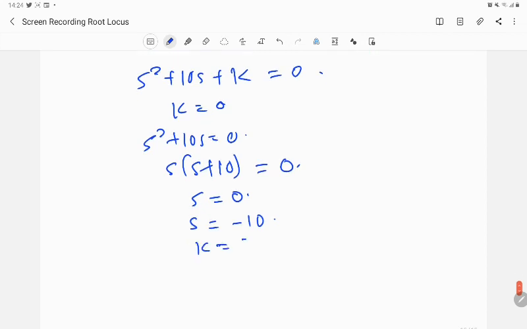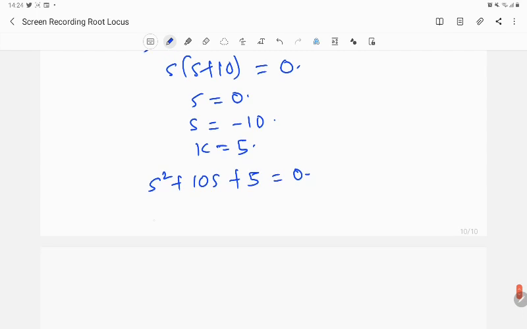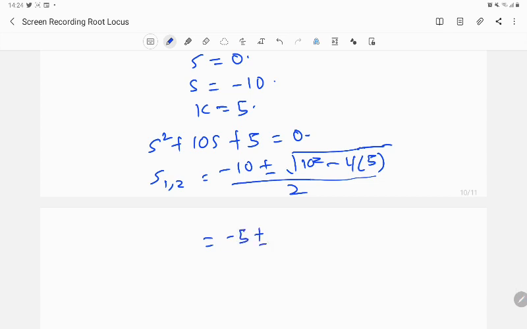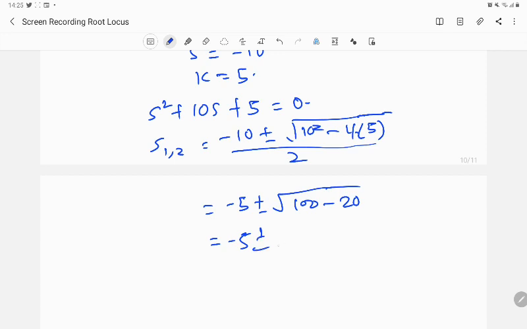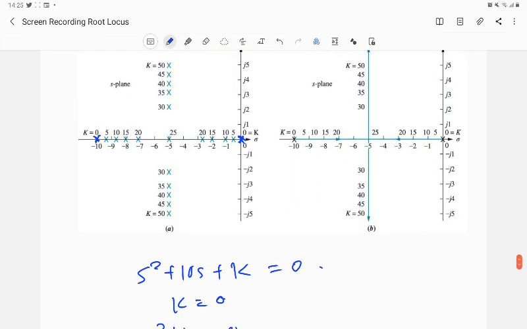Then we change k to 5. The equation becomes s squared plus 10s plus 5 equals 0, and therefore our poles s1,2 equal minus 10 plus or minus the square root of 10 squared minus 4 times 5, all over 2. That gives us minus 5 plus or minus the square root of 100 minus 20, so minus 5 plus or minus the square root of 80. You can evaluate the square root of 80, and for the plus you get a value here, and for the minus you get a value here.